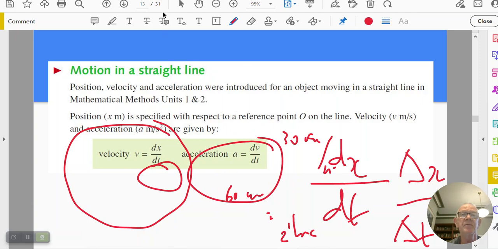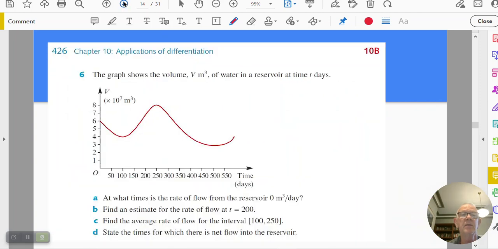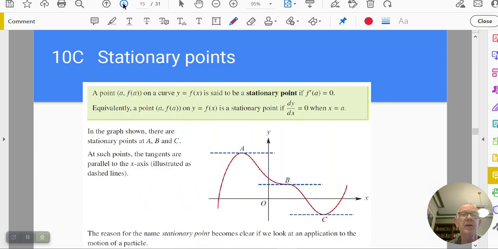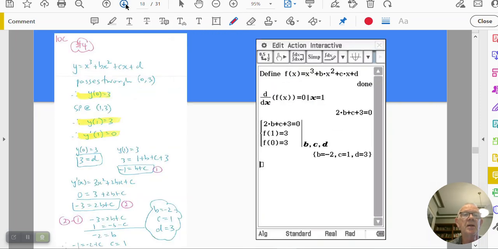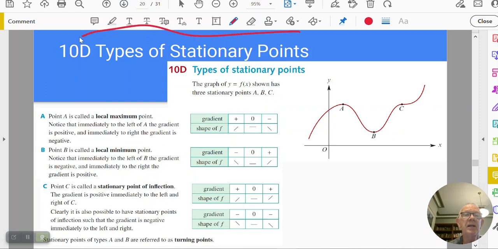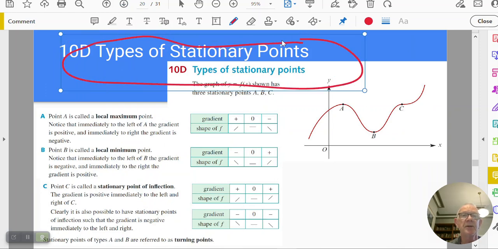Acceleration is the rate of change of velocity. I'll let you look at the video or have a little look at the example on the PowerPoint slides for those answers. 10C is stationary points, and 10D is types of stationary points.